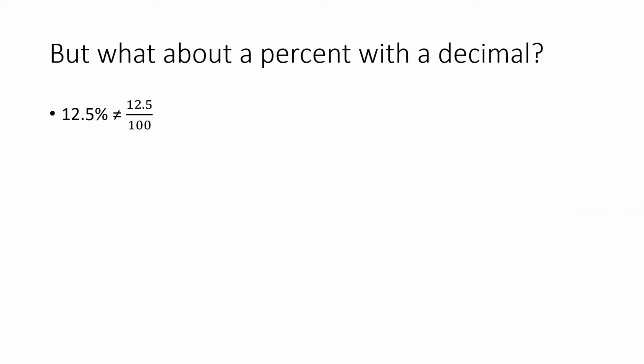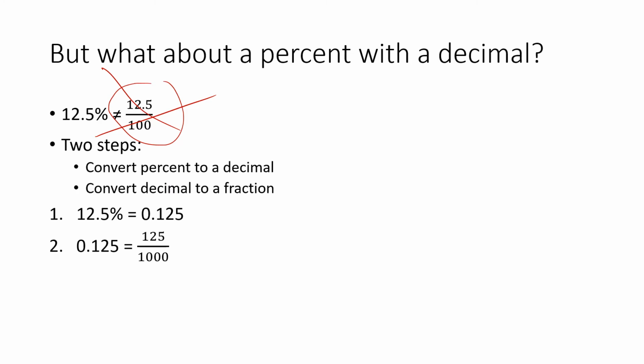So let's get back to that percent with a decimal. We have 12.5%. How do we write that as a fraction? We can't write it as 12.5 over 100 because we can't have decimals in fractions. So instead of that, we have a 2-step process here. We're going to convert our percent into a decimal, that's step 1, and then turn our decimal into a fraction. Hopefully you guys remember that from the decimals lecture several weeks ago.